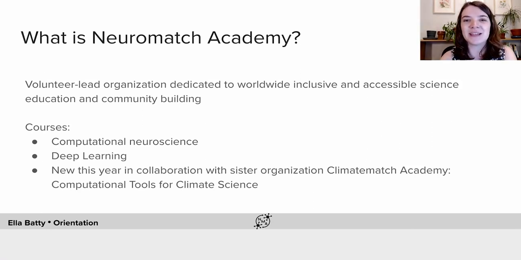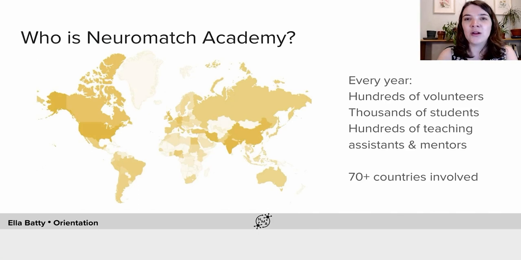NeurMatch Academy is an organization dedicated to worldwide inclusive science education and community building. This summer, we're running a computational neuroscience course, a deep learning course, and in collaboration with our sister organization, Climatematch Academy, a computational tools for climate science course. NeurMatch Academy is organized by hundreds of volunteers every year. We have thousands of students attend, and hundreds of teaching assistants and mentors participate. We have participants from over 70 countries every year.